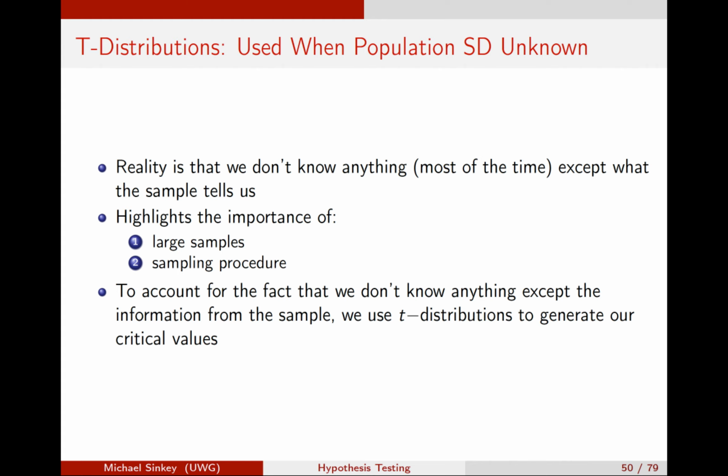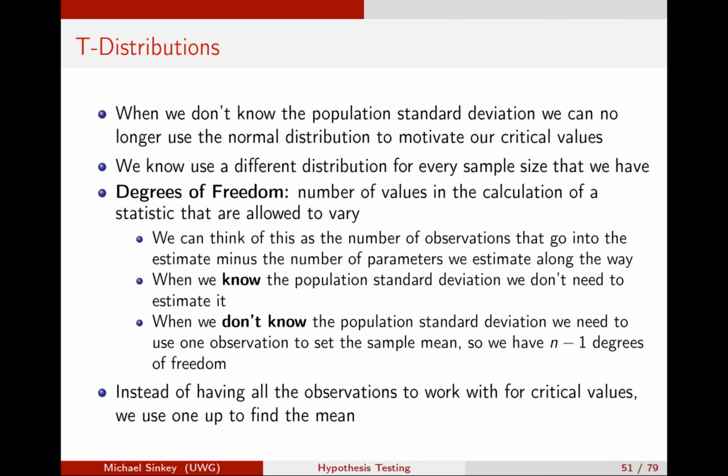So when we have this problem, we use what are called t-distributions to generate our critical values. We can no longer use the normal distribution, but the nice thing is that the t-distributions are also going to be symmetric, they're going to be bell-shaped, and as we have even just a fairly large sample, it's going to be, for all practical purposes, very, very close to the normal distribution. But we're going to use a different distribution for every sample size that we have, and we're going to use a different set of critical values for each sample size that we have.